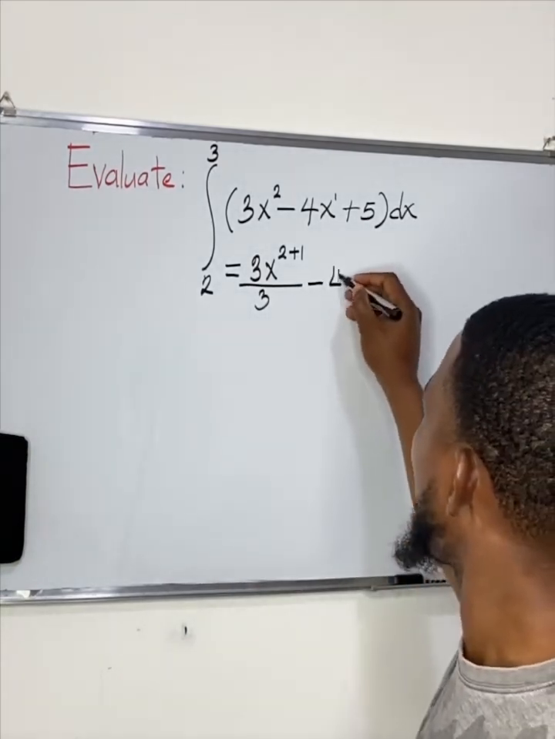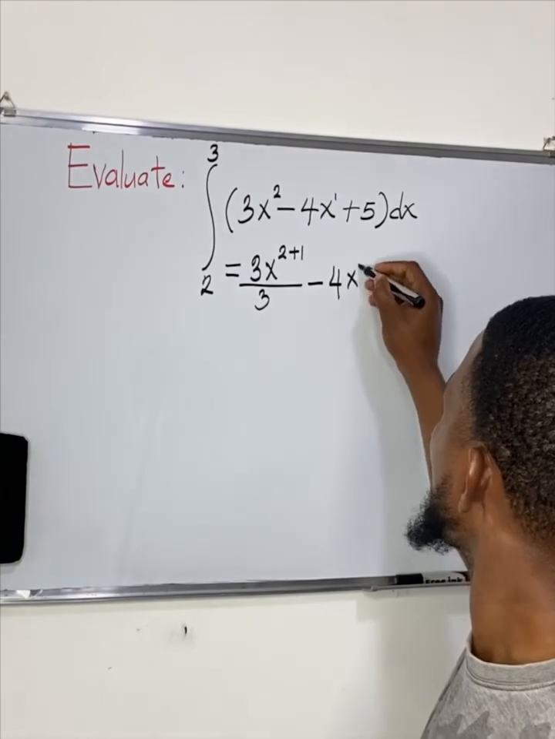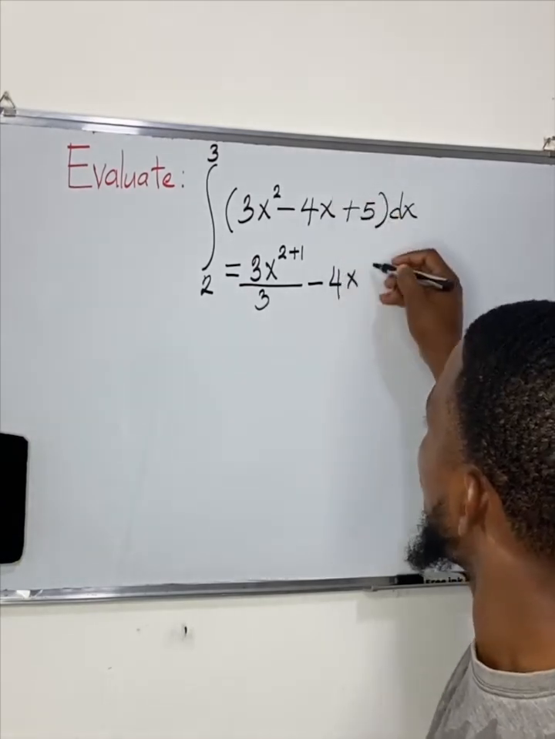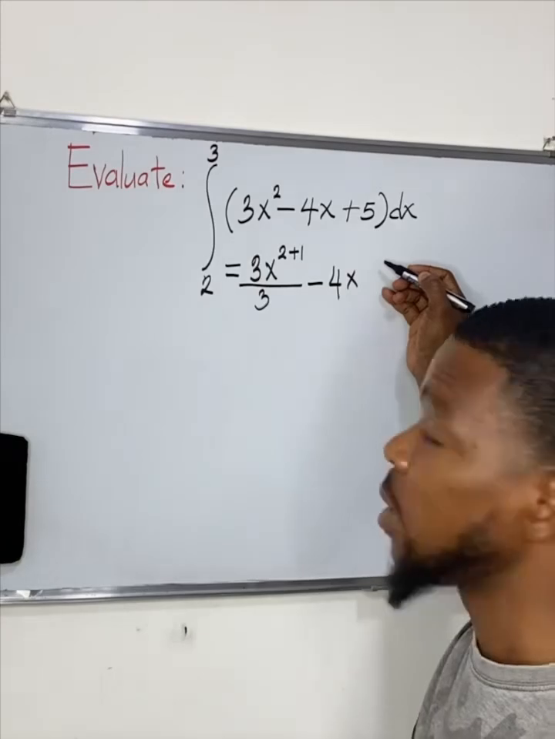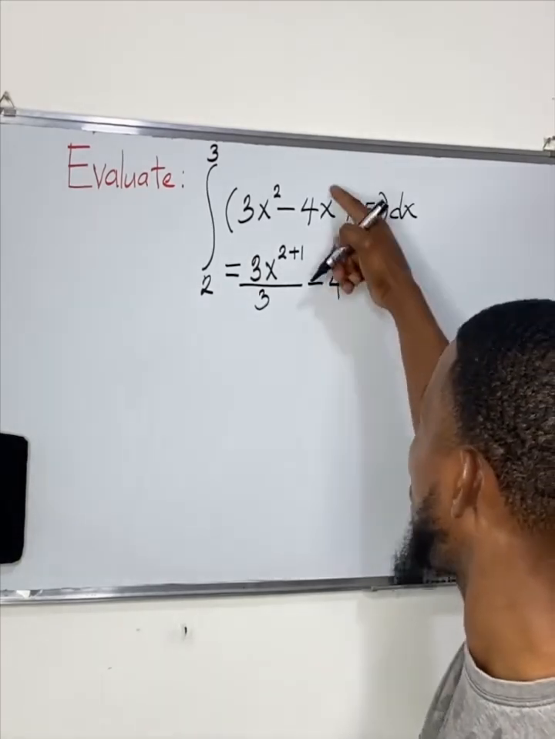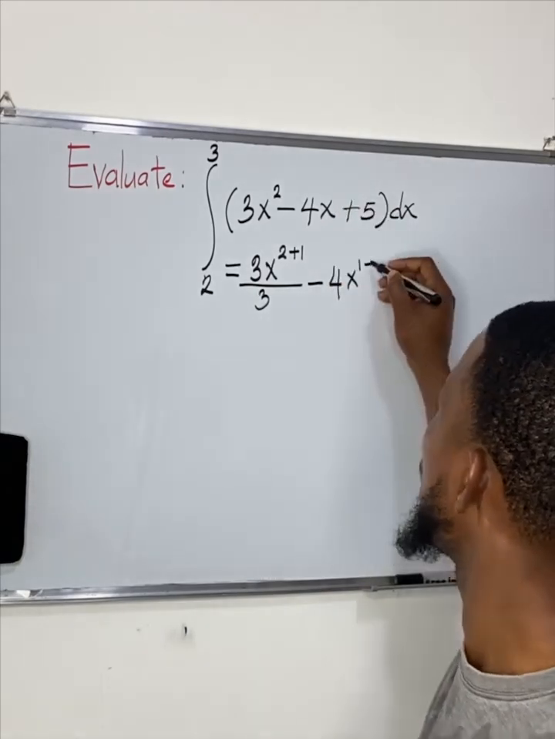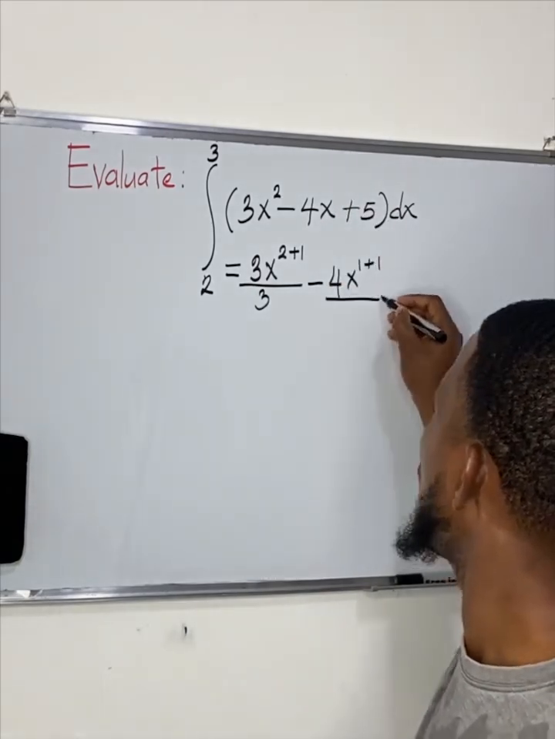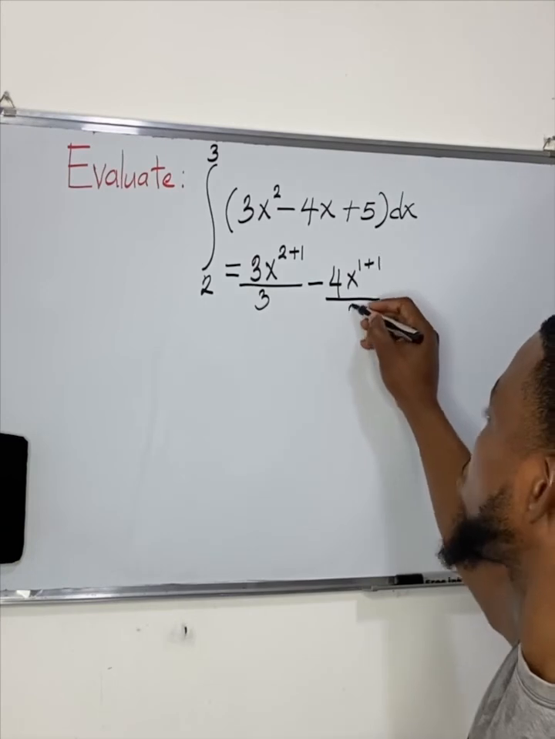minus 4x to power, there's a power 1 here, which is not usually placed. So we have 1, that 1 plus, anything raised to power 1 is itself, that's why we don't put that 1. So 1 plus 1 over, the addition of 1 plus 1 is 2.